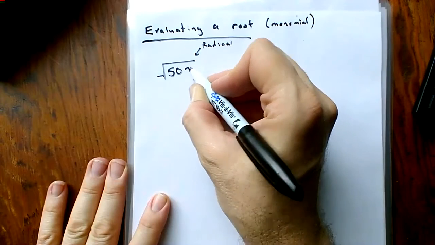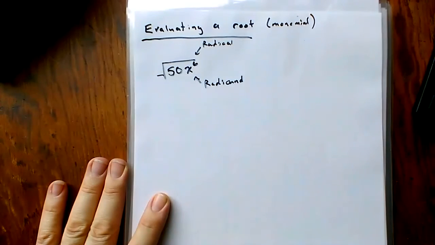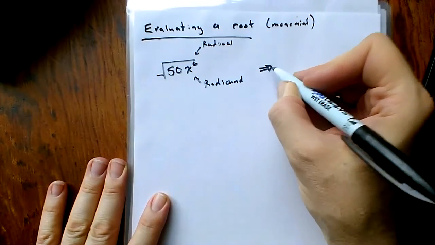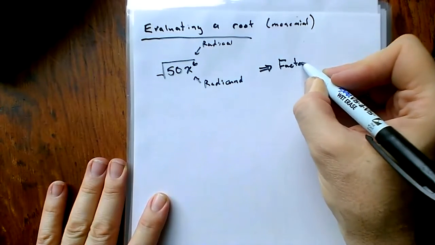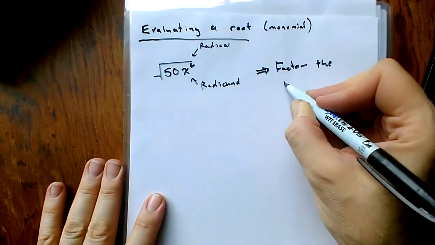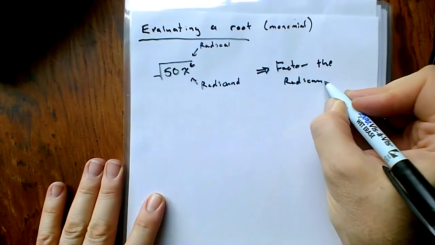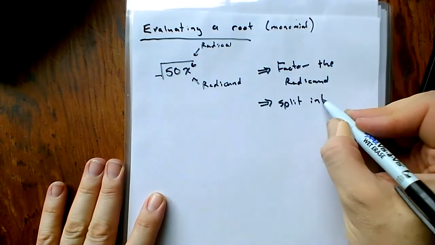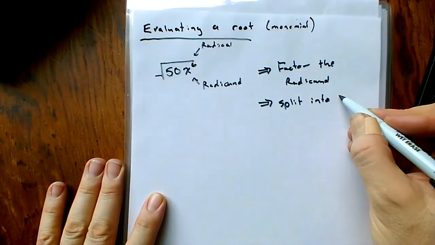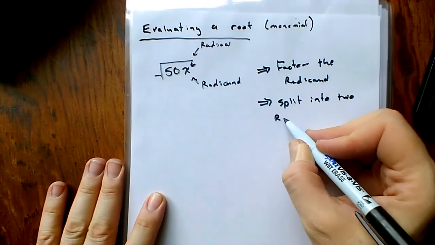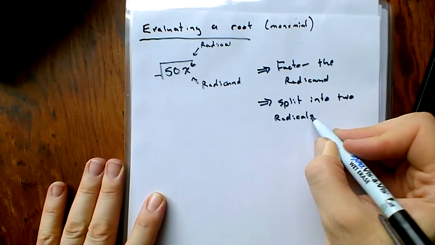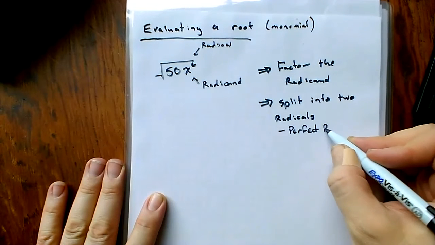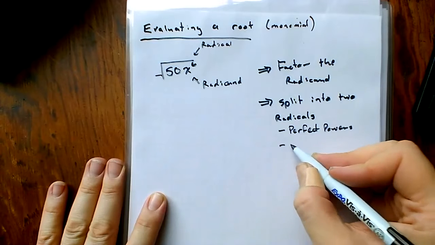And say I've got something like 50x to the sixth. When we're doing this, what we're going to do is factor the radicand. Then we're going to split into two radicals, one with our perfect powers, and one with our remaining factors.